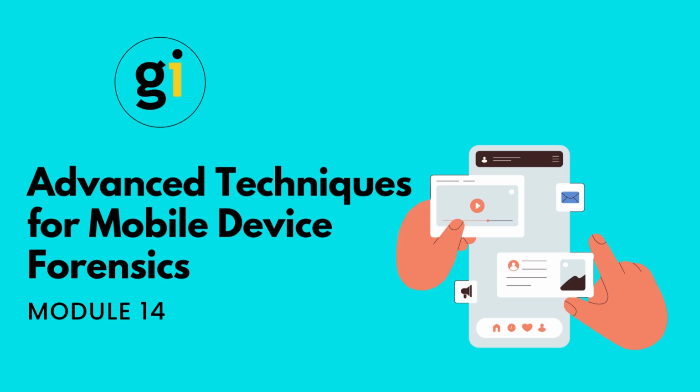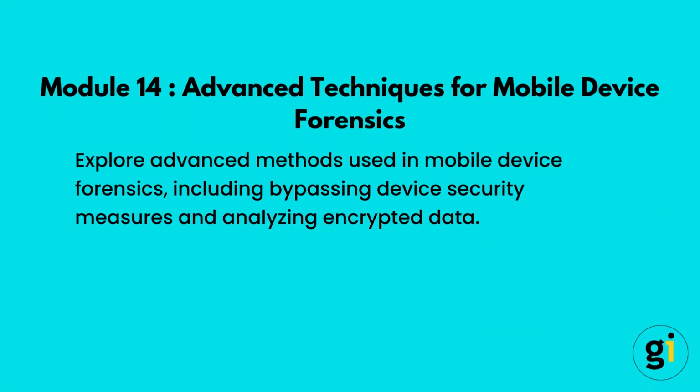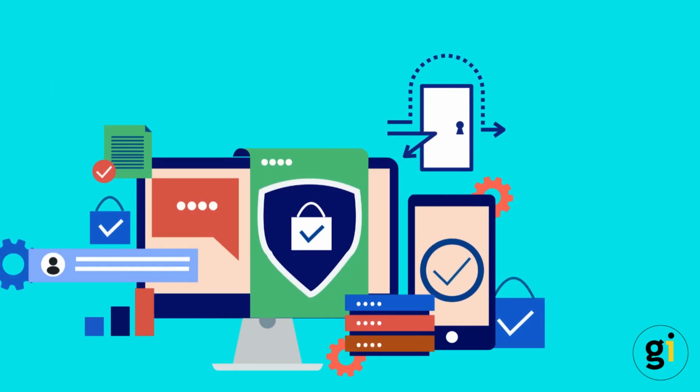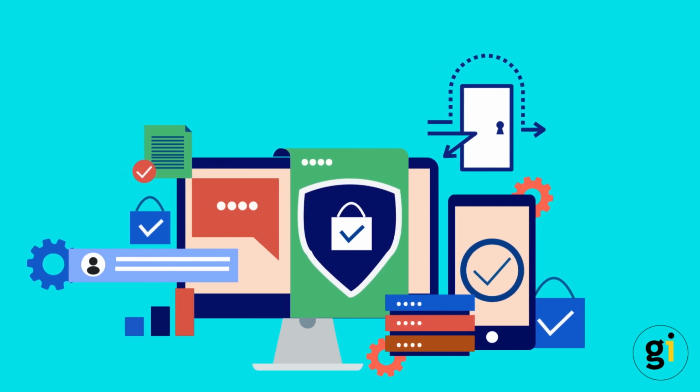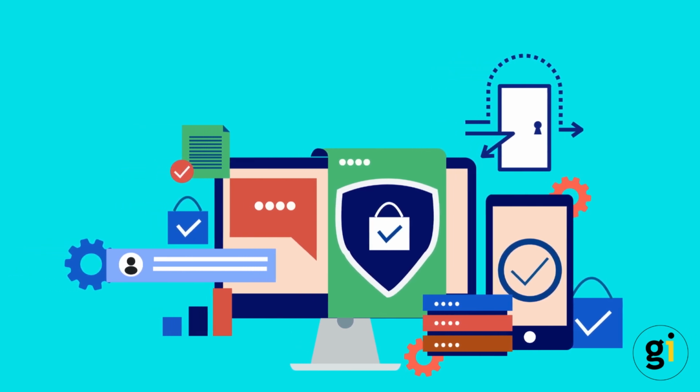In this video, we will explore advanced methods used in mobile device forensics, including bypassing device security measures and analyzing encrypted data. These techniques are crucial in obtaining access to protected information stored on mobile devices and extracting valuable evidence for forensic investigations. Let's begin by discussing the techniques used to bypass device security measures.